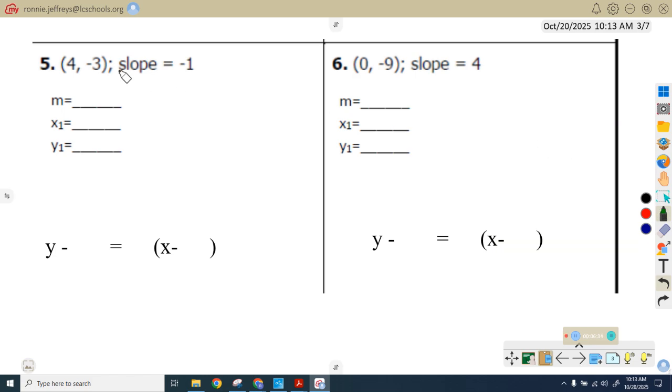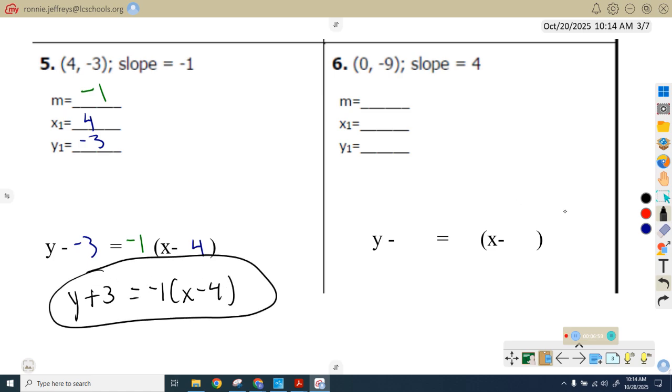All right. Negative 1, it goes here. 4, and it goes here. Negative 3, and it goes here. Now, again, we have to clean up this one because of the minus the negative. All right. And number 6.